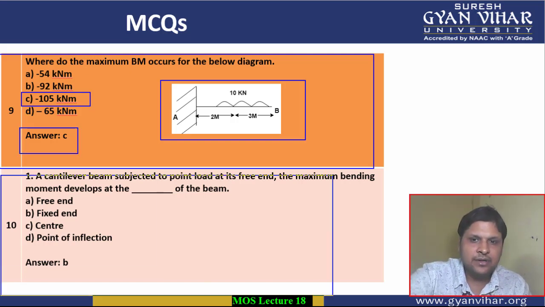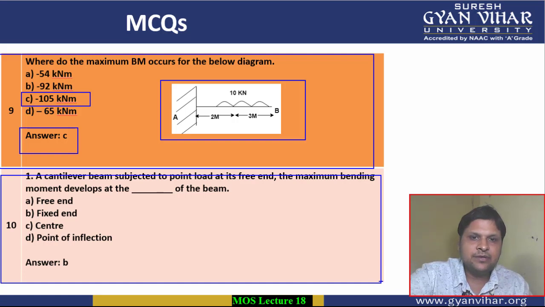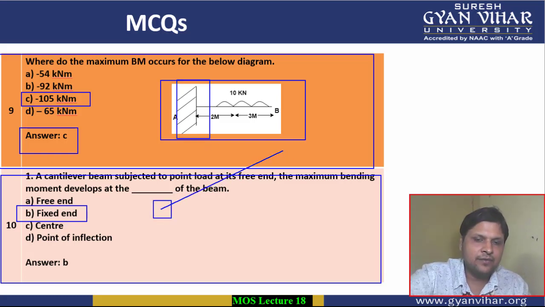Coming into multiple choice question number 10. A cantilever beam subjected to point load at its free end, the maximum bending moment develops at the, we all know that if a cantilever beam is subjected to point load at its free end, maximum bending moment will be developed at what end? Wherever it is having the joint, means at the fixed end you are going to have the maximum value, because the diagram, if you imagine, is an inclined line. Maximum value is at the support. So B is the correct option.